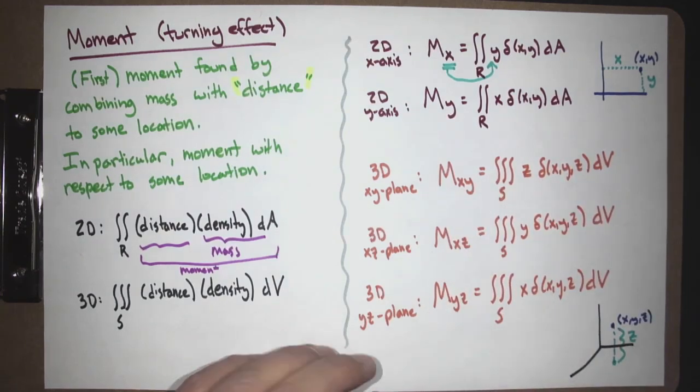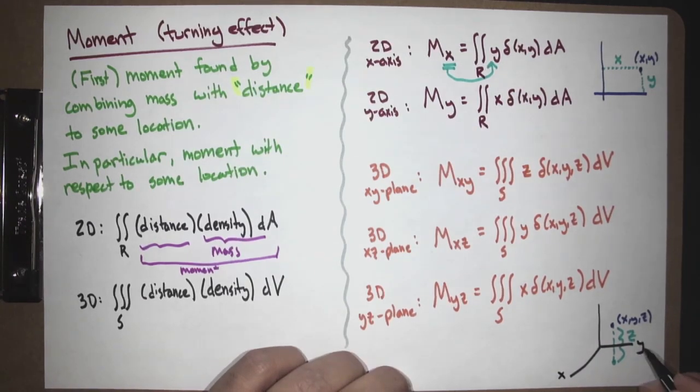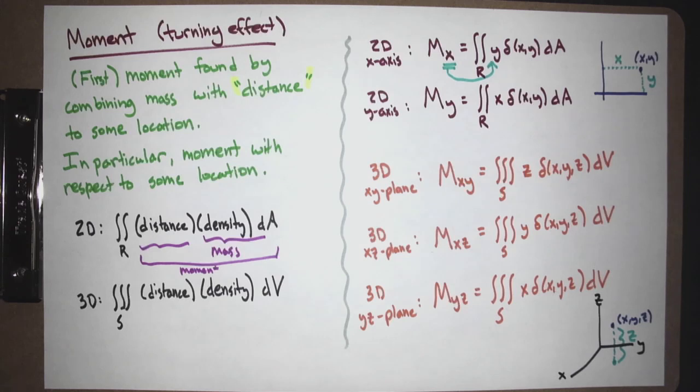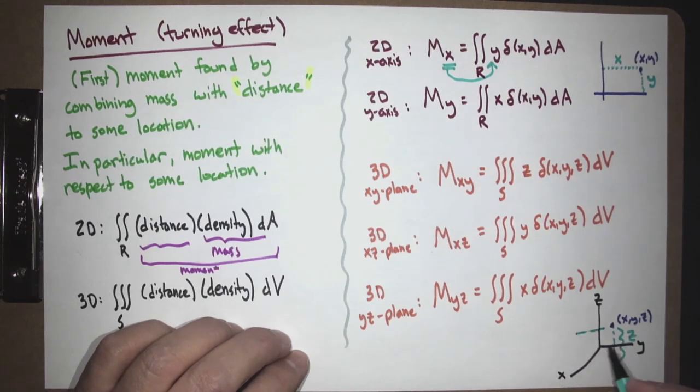I should have labeled my axes. X, Y, Z. If I'm in the XZ plane, how far away am I?